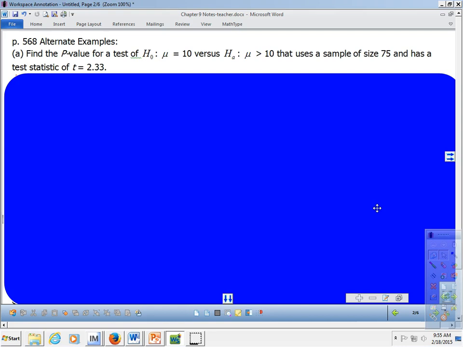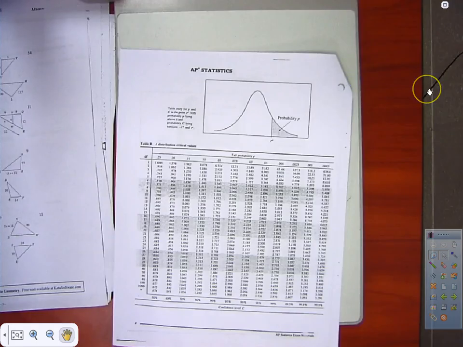First example, find the p-value for a test of H0 that claims the population mean to be 10 versus an alternative hypothesis that we believe the population mean is greater than 10. That uses a sample of size 75 and has a test statistic of t equals 2.33. So we've gone through the t calculation there, and our test statistic is 2.33. All right? Well, first thing I want to show you is the table. Right? So we bring up the table.